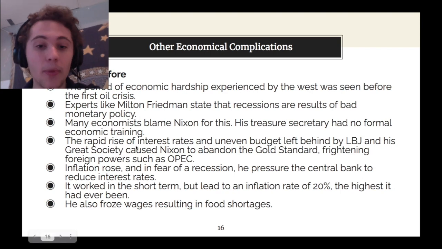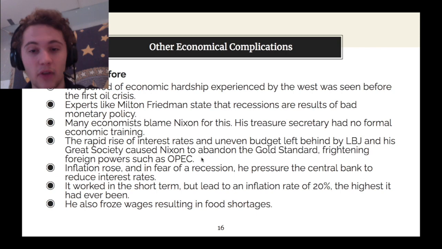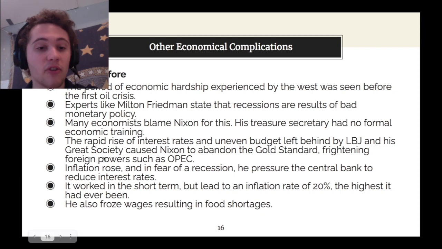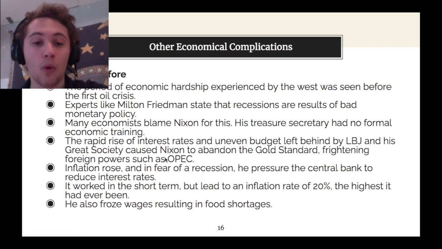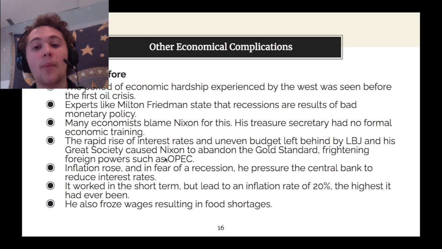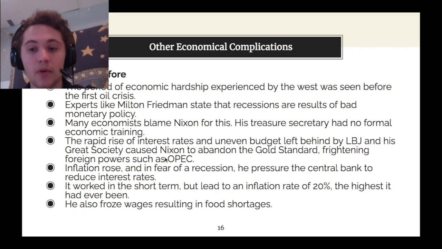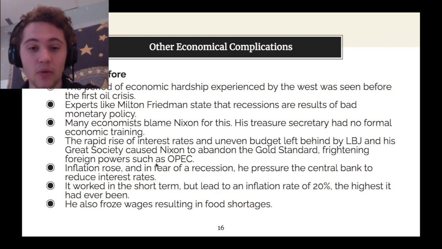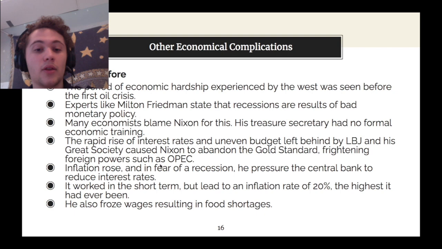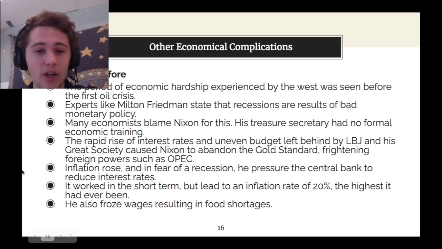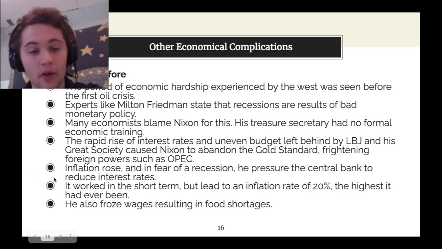And so the rapid rise of interest rates and an uneven budget left behind by Lyndon B. Johnson because of his Great Society policies and the Vietnam War would cause Nixon to try to abandon the gold standard to see the economy return. And that would eventually frighten powers such as OPEC, which would eventually, of course, declare their initiative against the United States and other Western powers.